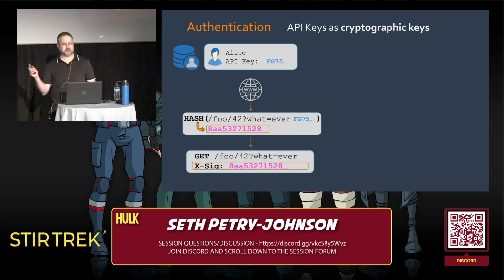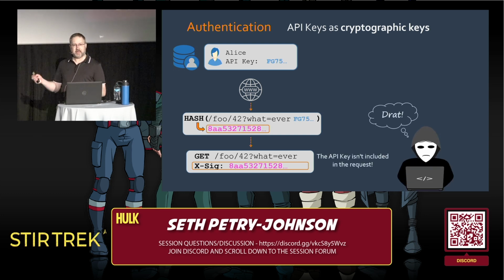The client then submits the request to the server, sending that signature in an HTTP header. Now you'll notice that the API key itself is not included in the request, so it cannot be stolen off the network. It was used to create the signature, but the hash value can't be reversed. So even if someone is eavesdropping, they can't extract the API key from any traffic they capture.